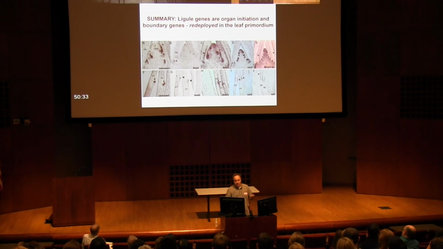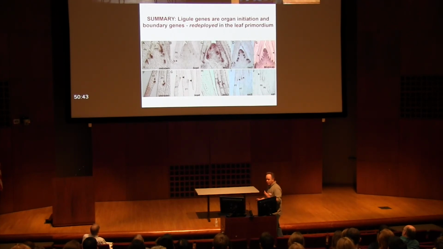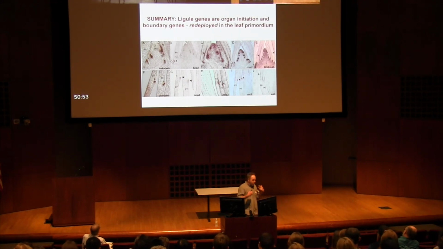So the overall theme here is that ligule genes are organ initiation and boundary genes, branch genes and leaf genes, which are redeployed later. And we didn't expect this. It makes perfect sense now, but we didn't expect this. It makes sense because we know that evolution is pretty conservative. It's not really good at making brand new structures. It usually takes and borrows mechanisms and processes from other events and modifies them slightly.